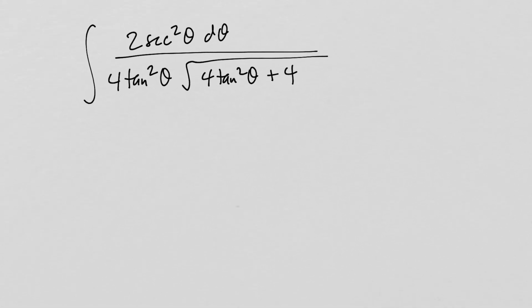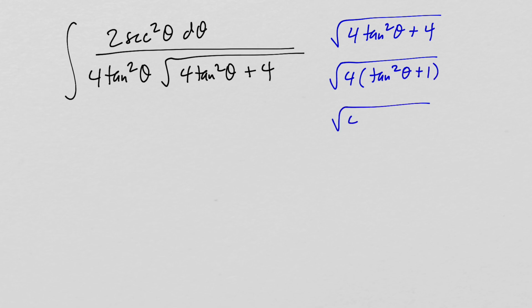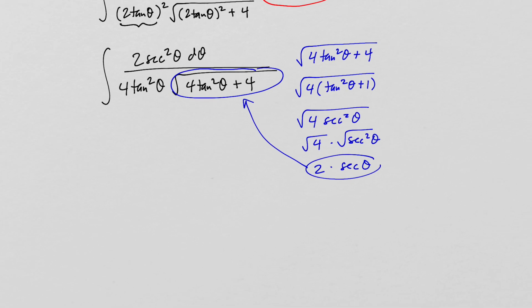So let's work on simplifying that radical there. Square root of 4 tangent squared theta plus 4. We're going to factor out the 4. Use an identity, tangent squared of theta plus 1 is secant squared of theta. Separate the radical. Square root of 4 is 2, and the square root of secant squared, well, technically it's the absolute value of secant, but once again, you can leave off the absolute value for domain reasons. So this whole radical expression here becomes 2 secant of theta.